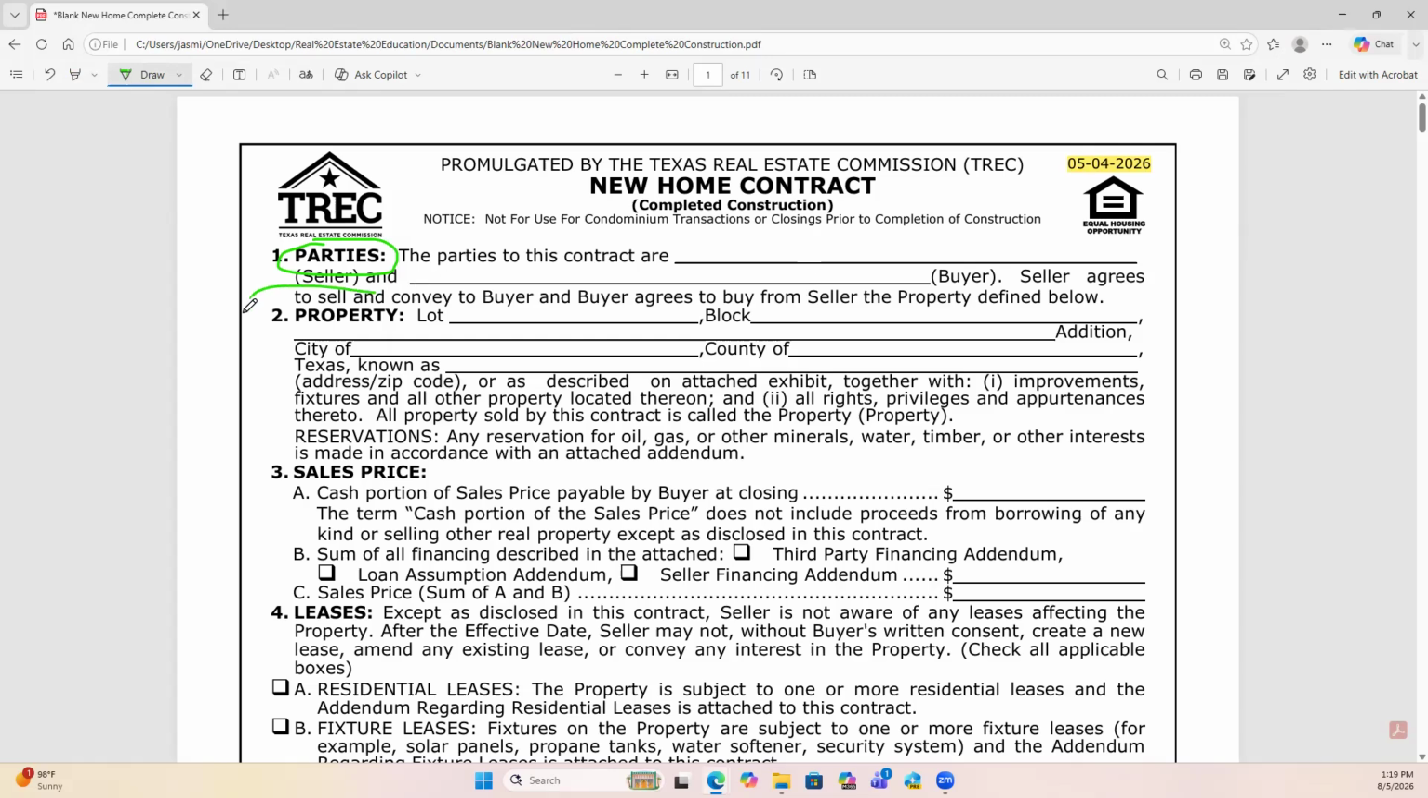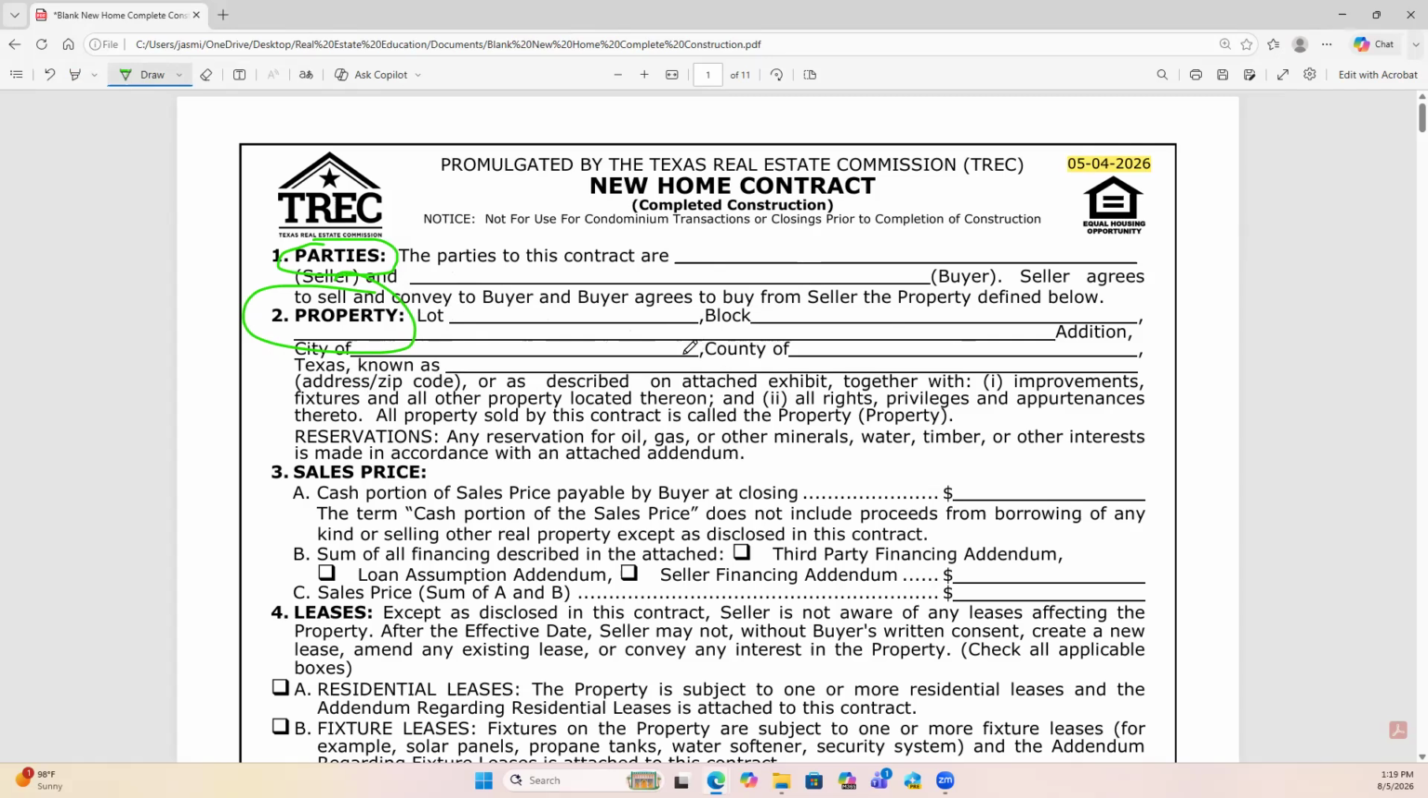The property has not changed. What is the lot, the block, the legal description? What city is this property in, and the county? Everything is in Texas. This is a Texas contract. And then what is the address for this deal? Please remember that the legal description and the address, or what the property is known as, are not the same thing. And they will not even be remotely close to the same thing.